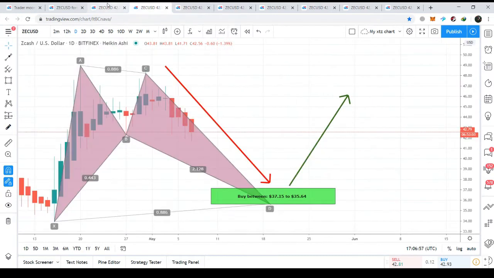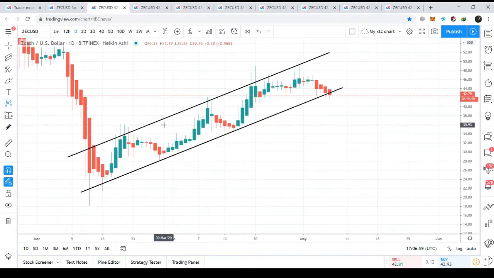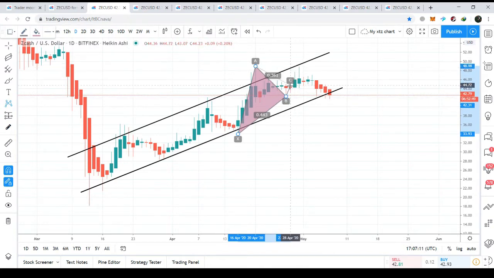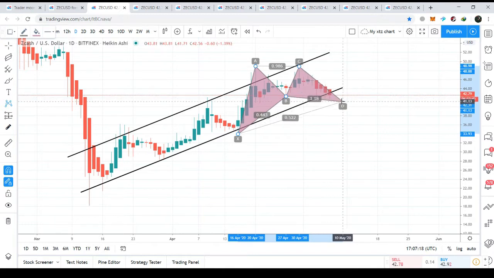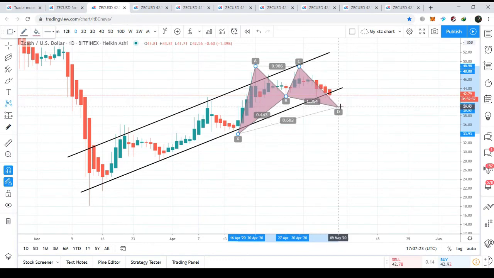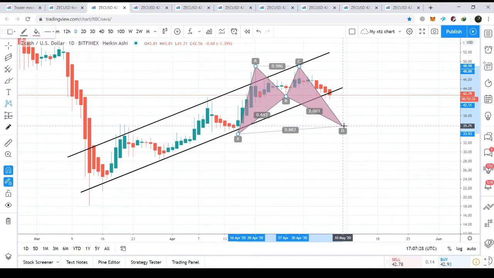I want to show you this move that for example, if I place this pattern tool, then we can see that after the initial leg, the A to B leg is retraced between 0.382 to 0.5 Fibonacci, and then we have a Fibonacci projection between 0.382 to 0.886 Fibonacci, and now this is the formation. This is the second confirmation for the bullish bat pattern, and now the final leg should be retraced from 0.786 up to 0.886 Fibonacci level of retracement.